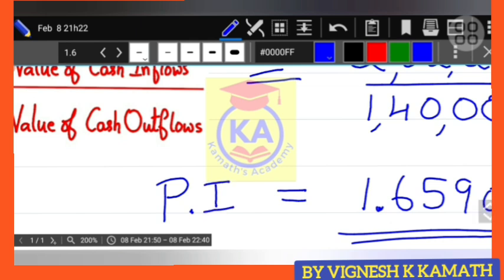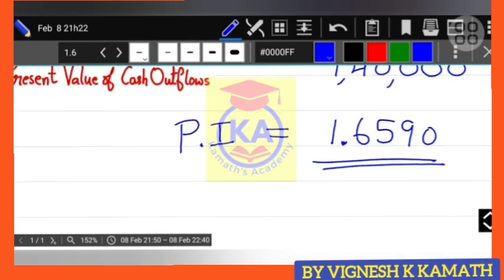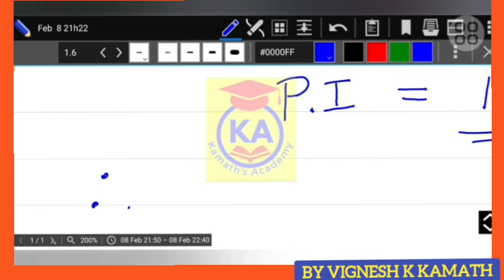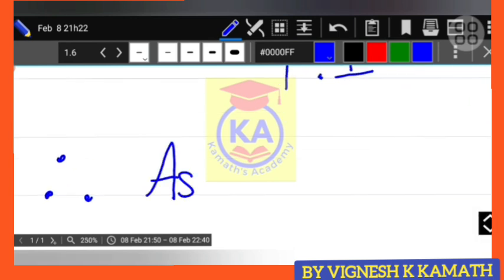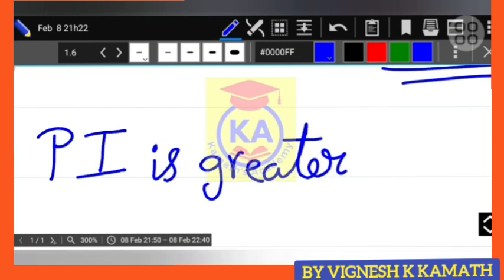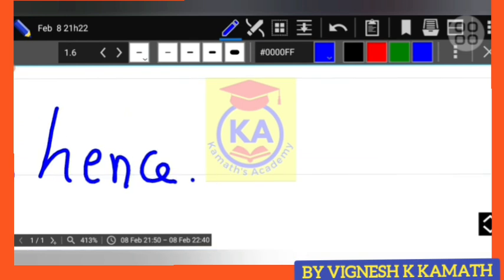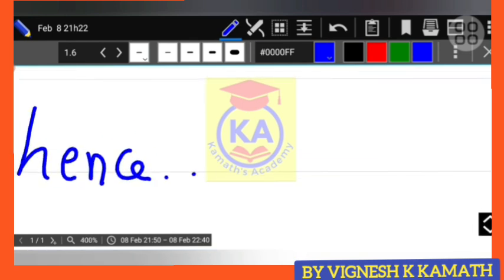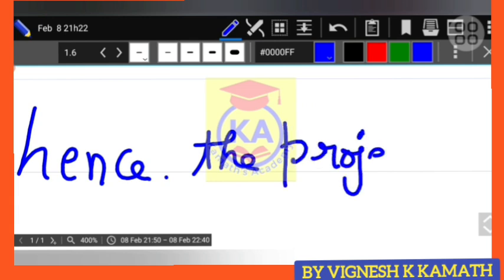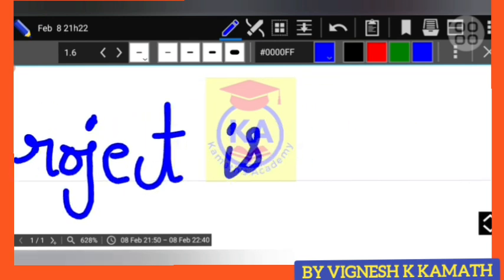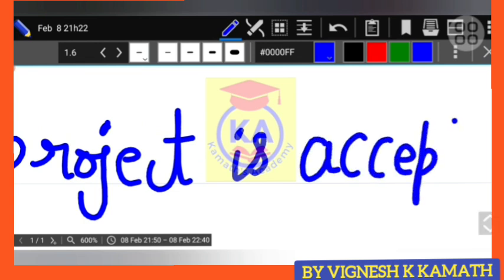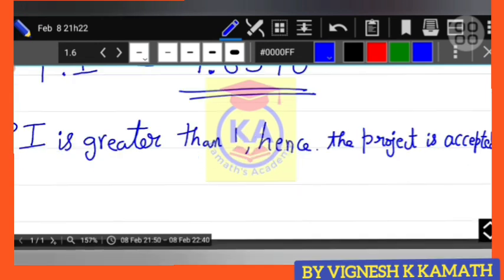So this is the answer regarding the profitability index. Here, as PI is greater than 1, hence the project, or machine, is accepted. You can write anything, hence the project is accepted. So this conclusion you have to write.